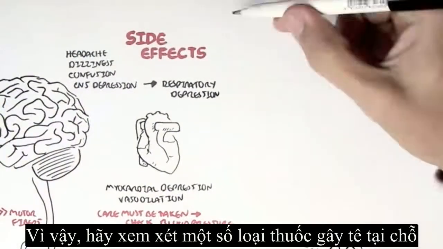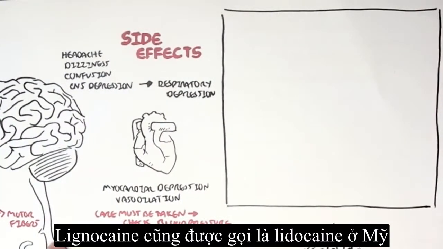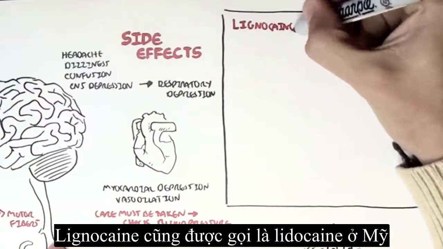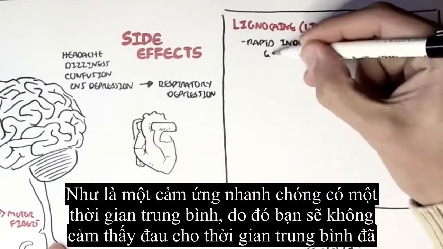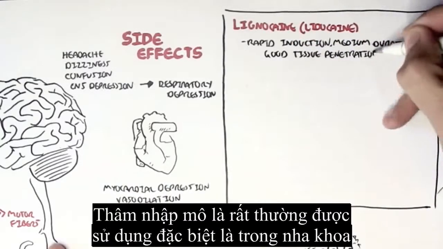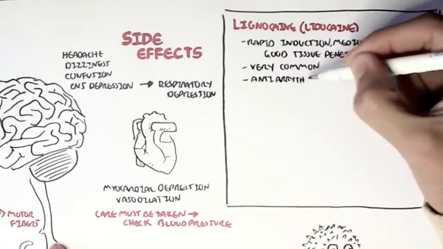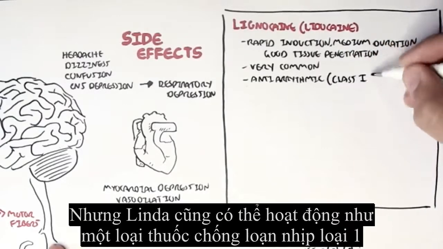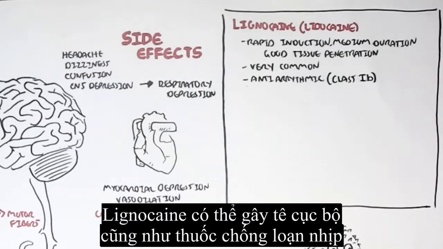Now let's look at some types of local anesthetics, some popular ones. Lignocaine, also called lidocaine in America, has a rapid induction, has a medium duration, so you won't feel pain for a medium duration, has good tissue penetration, and it's very commonly used, especially in dentistry, I think. But lignocaine also works as an antiarrhythmic drug, a class 1B. So this lignocaine can be a local anesthetic as well as an antiarrhythmic drug.